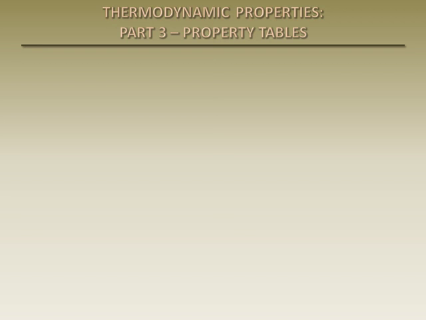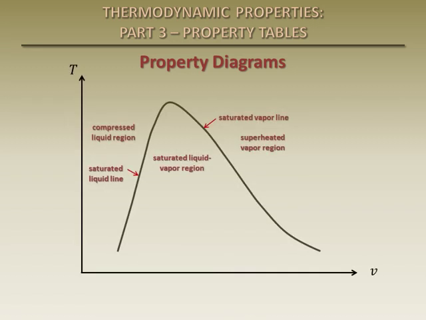In the last presentation, we looked at property diagrams, such as PV and TV diagrams. These diagrams show some of the states of pure substances, such as compressed liquid, saturated liquid vapor mixture, and superheated vapor. Remember that our goal is to be able to determine the properties of pure substances in any given state so that we can use those properties in the energy equation.